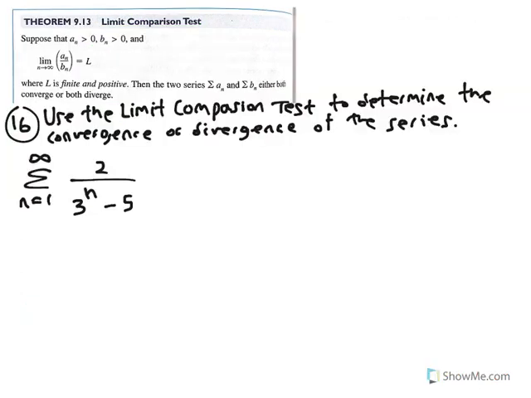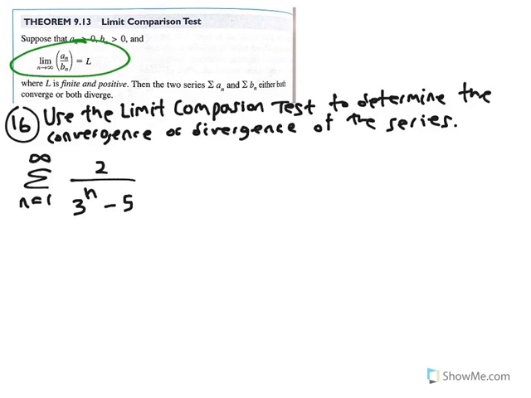So we'll look at our first example here, number 16. The instructions are: use the limit comparison test to determine the convergence or divergence of the series. So our first step is to choose a comparison series, and we have two criteria when choosing the comparison series. The first one is it should be easy for us to determine the convergence or divergence of the comparison series. And the second one is we should choose a comparison series so that this limit from the limit comparison test will be easy to compute or easy to evaluate.